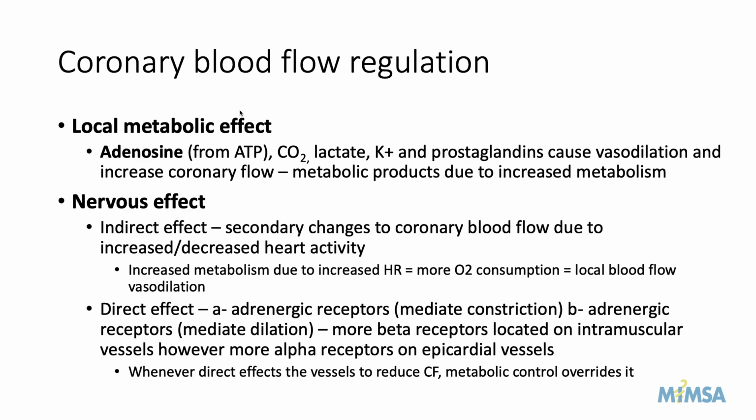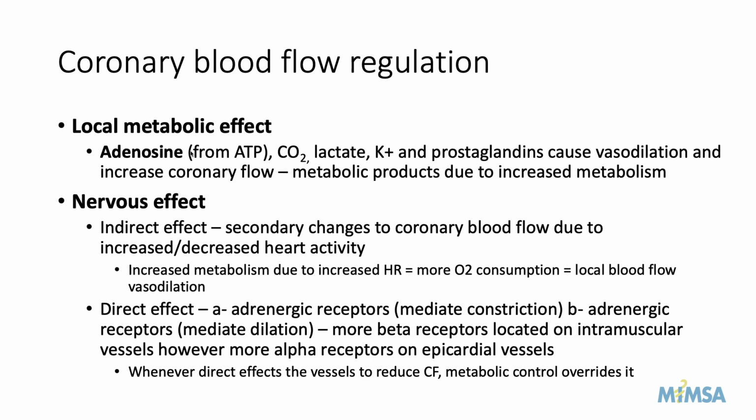The main regulator of coronary blood flow is the local metabolic effect. This is present in the circulation of all organ systems around the body: when a tissue has a high oxygen consumption and a very high metabolism, it releases a lot of metabolic products. One of these is adenosine, which is broken down from ATP. So ATP goes to ADP to AMP to eventually adenosine. Obviously CO2 from respiration, lactate from anaerobic glycolysis, and potassium ions and prostaglandins also cause vasodilation.